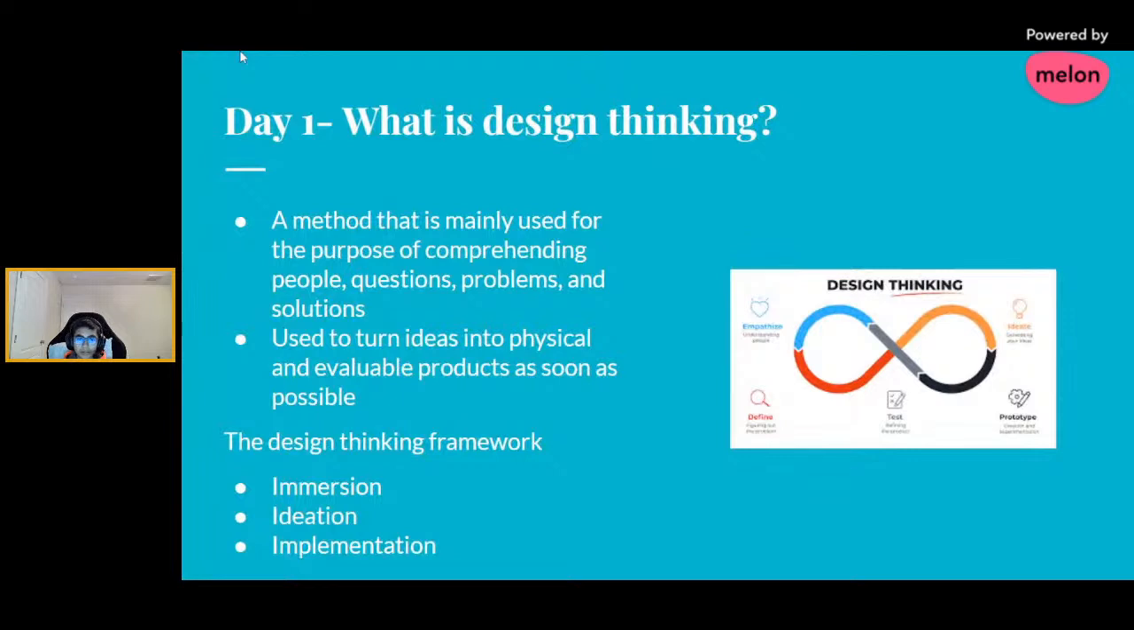Today we're going to be starting by talking about design thinking. So what is design thinking? Design thinking is a method that is mainly used for the purpose of comprehending people, questions, problems, and solutions. It is used to turn ideas into physical and evaluable products as soon as that is possible. The design thinking framework consists of three main points: immersion, ideation, and then implementation.